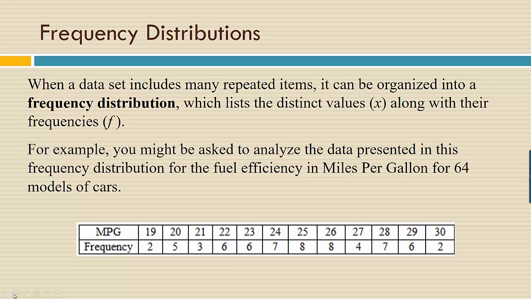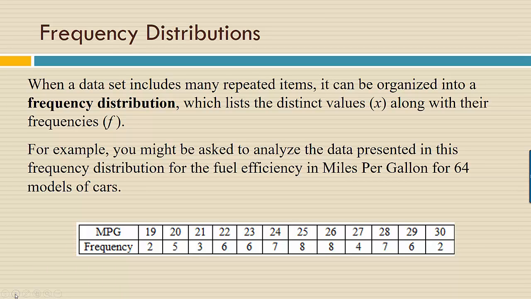Frequency distributions are a convenient way of listing all the data values in a set, especially when the data set has a lot of repeated items. We refer to the distinct data values as X and the frequencies as F. For example, you might be asked to analyze a data set given as a frequency distribution for the fuel efficiency in miles per gallon for 64 different models of cars. These frequency distributions are often given as tables. The tables could be arranged vertically or horizontally. In this case, it's horizontal.